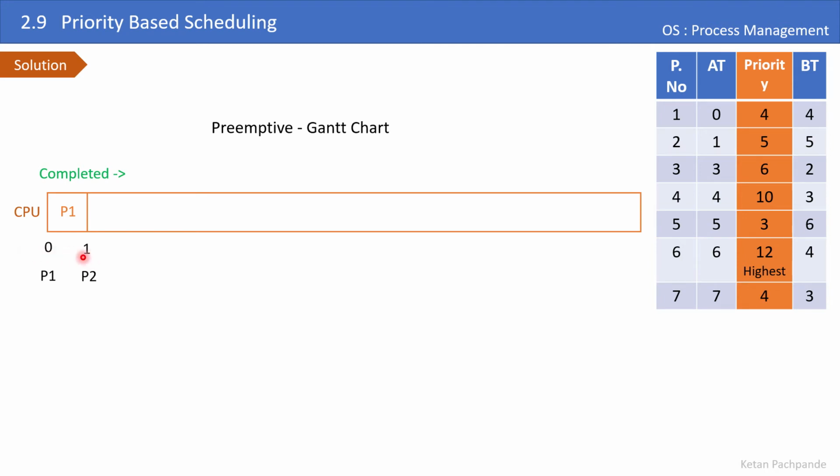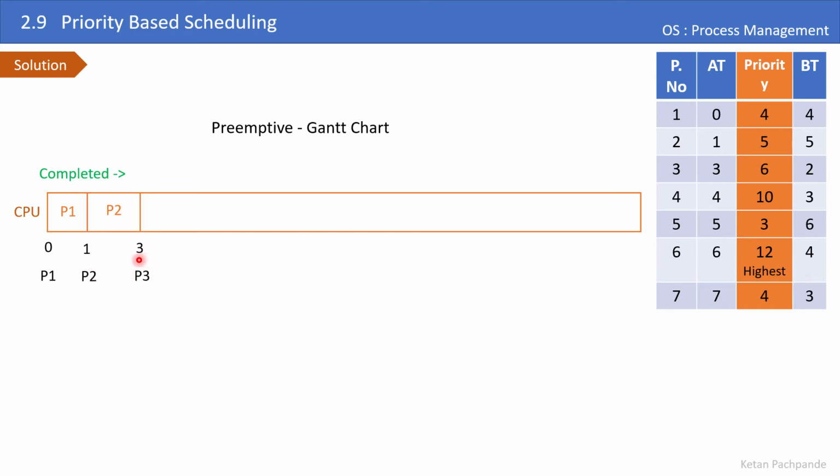While it is running, though it has not completed its execution, see, P1 wants total 4 units of time in CPU. But I have allocated only 1 here because at time t is equal to 1, process P2 is arriving and P2's priority is higher than the running process, which is P1. So P2's priority is 5. That's why the process P1 is going to preempt here and process P2 is going to schedule.